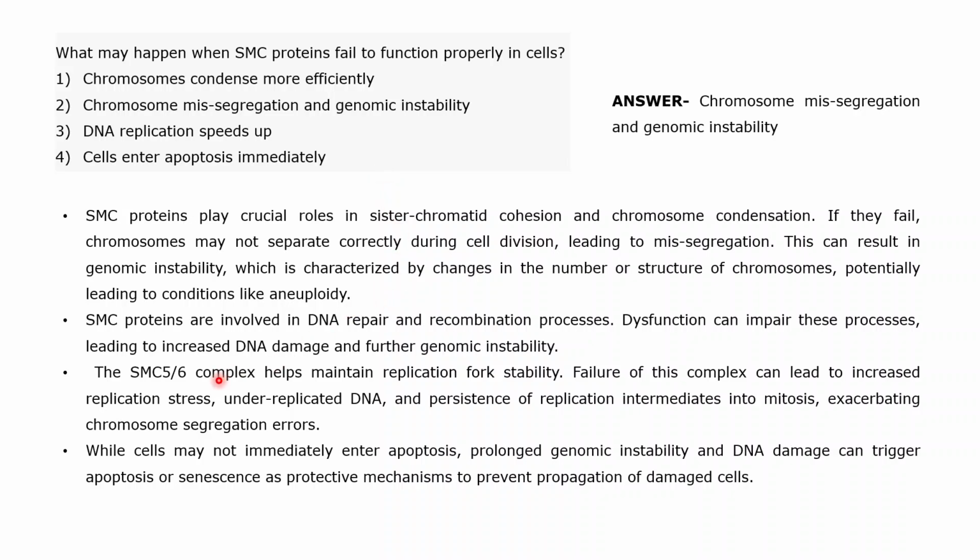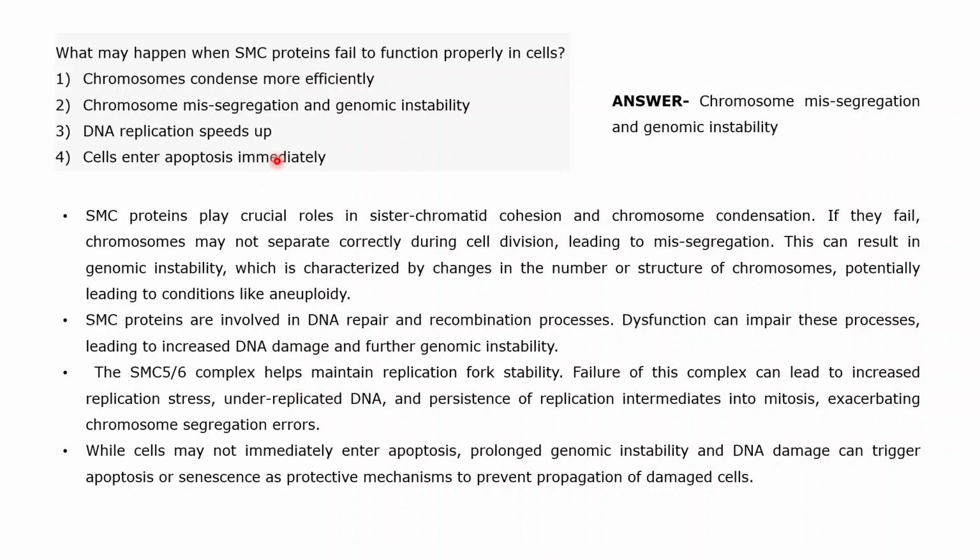So this SMC5/6 that you have discussed, rather than the condensin and cohesin motor proteins, helps in maintaining replication fork stability. And if some failure happens to this, it can increase the replication stress. It can also reduce the replication that is taking place, and it can also cause chromosomal missegregation. In this case you can see that option number 3 is wrong, because it can actually reduce the speed of DNA replication, and also it cannot condense properly because of the failure of these SMC proteins.